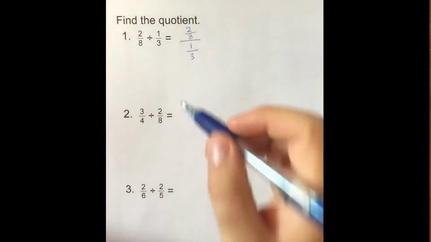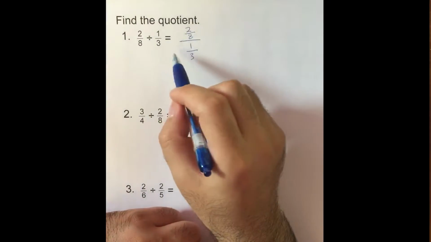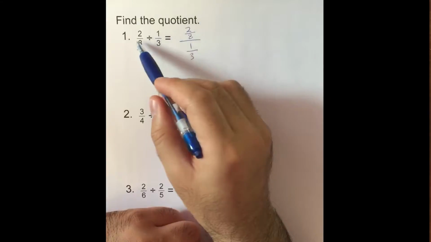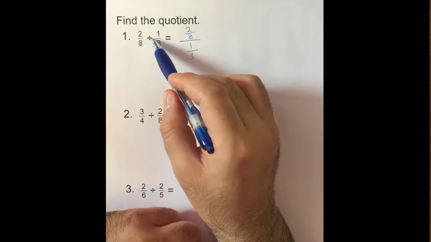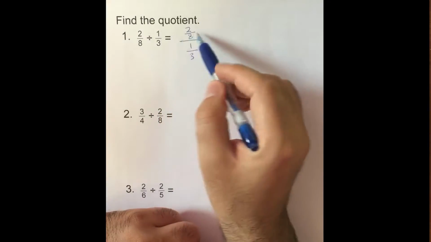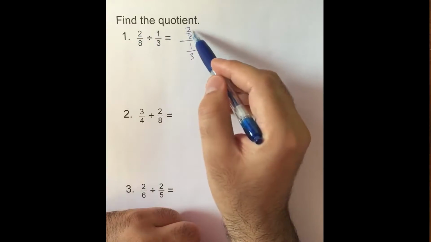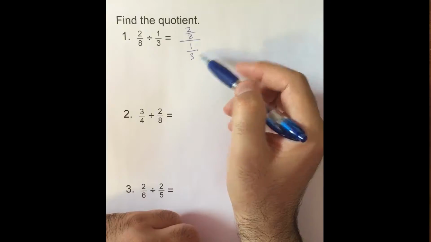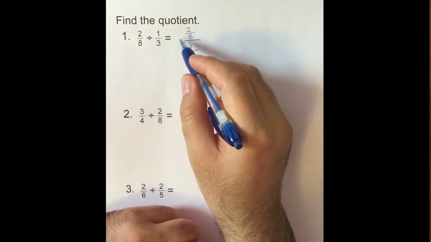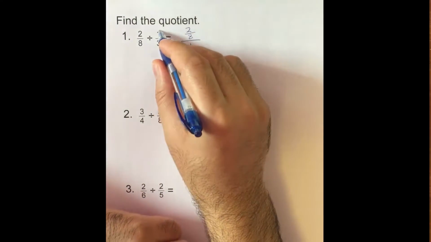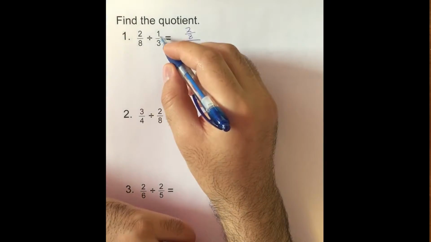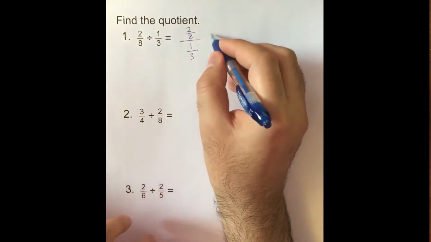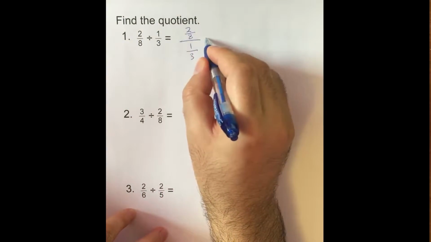Okay, so division of fractions can be represented either like this, 2 over 8 divided by 1 over 3, or 2 over 8 over 1 over 3. Okay, so to divide this, you have to flip this, reverse this around, and then multiply it. So let's just do this first.